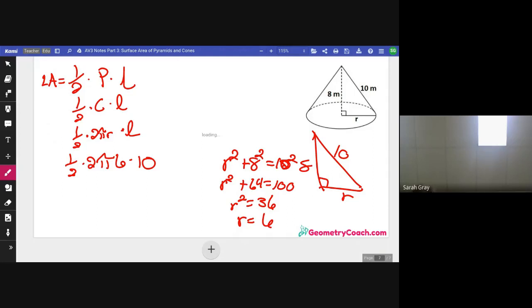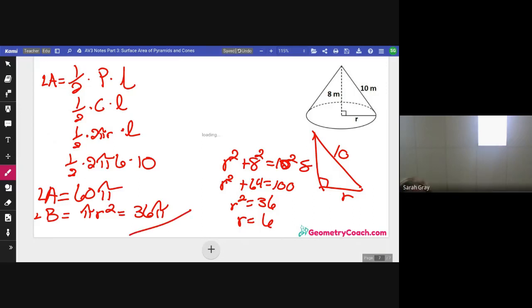Okay, back to here. Now we've got all our stuff filled in. So 1/2 times 2 times 6 times 10 is 60 pi. So that is our lateral area part. Add the area of the base, which is pi r squared because it's a circle. So that's 36 pi. Total area, 96 pi meters squared.